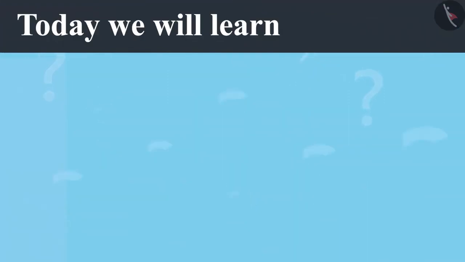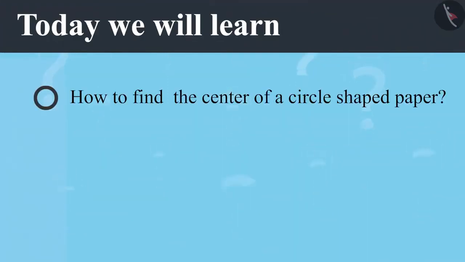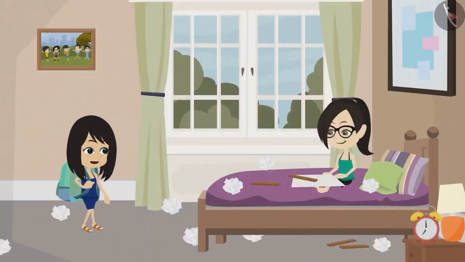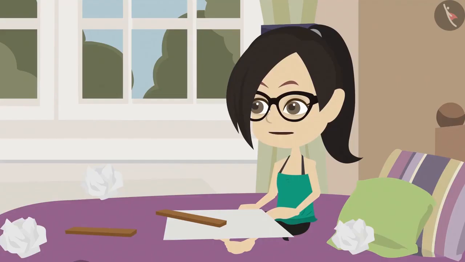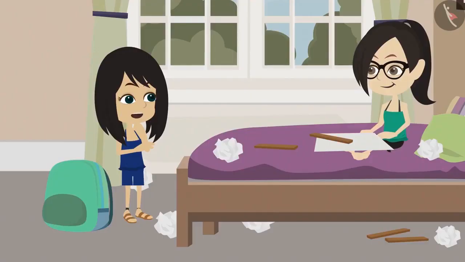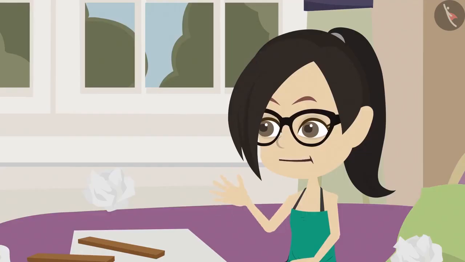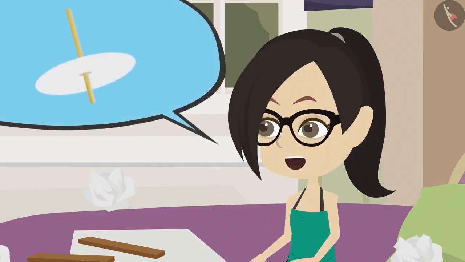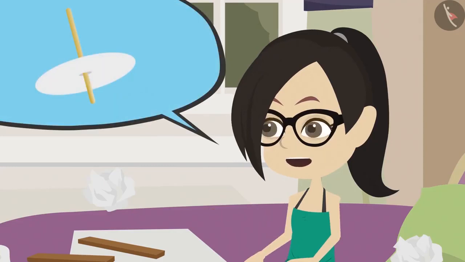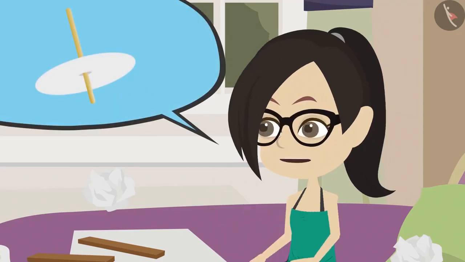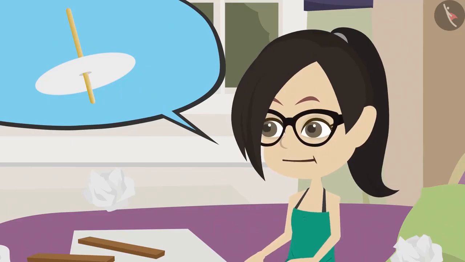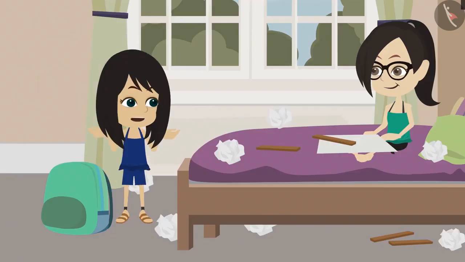Today we will learn how to find the center of a circle-shaped paper. What are you making? I'm trying to make a spinning top. With paper and a stick? Yes, I had read in a book that to make a spinning top, you can cut a paper in the shape of a circle, then put a stick right through its center and then spin it. So make it. Are you facing any problem?